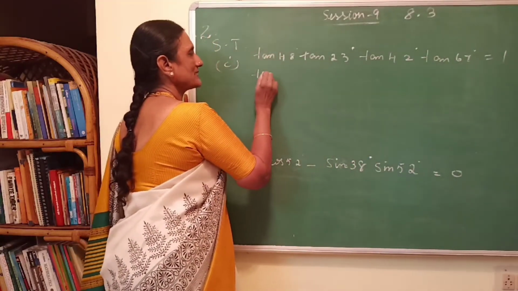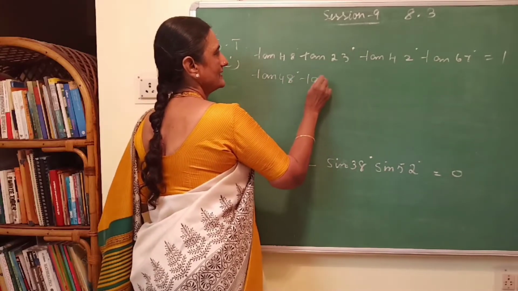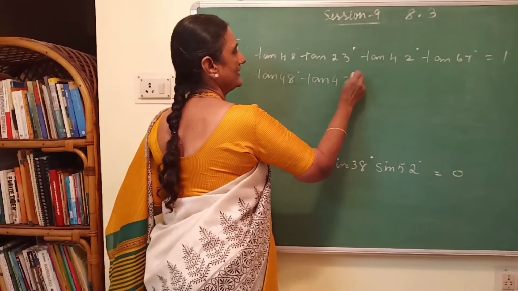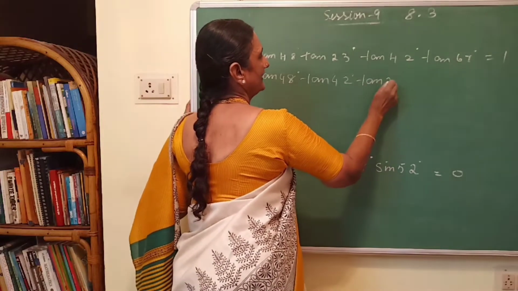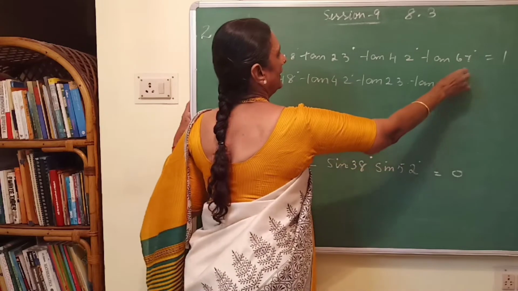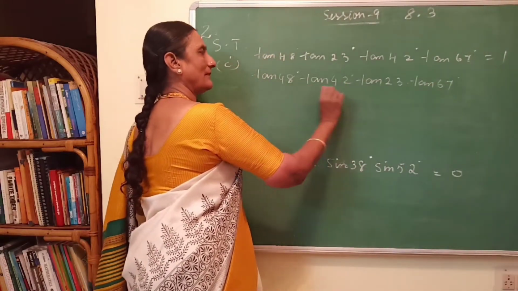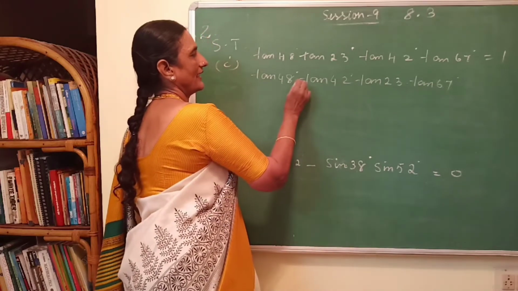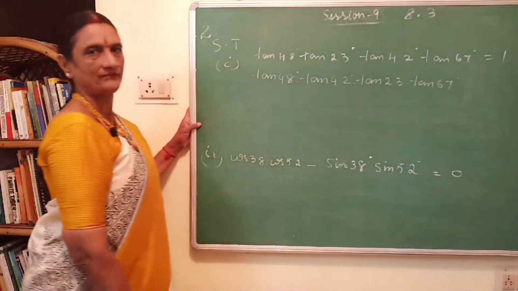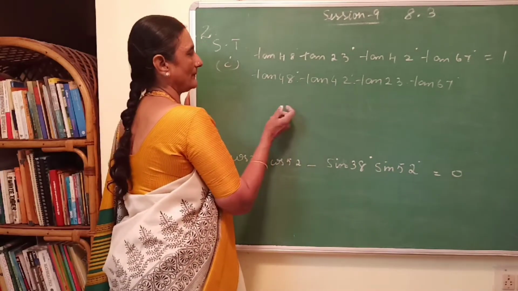So I will make a small rearrangement of terms like this. Tan 48 degrees, tan 42 degrees, tan 23 degrees into tan 67 degrees. There is no multiplication symbol in between, but it is understood that they are all multiplication sums. Alright? Now 48 and 42 I told you are complements.